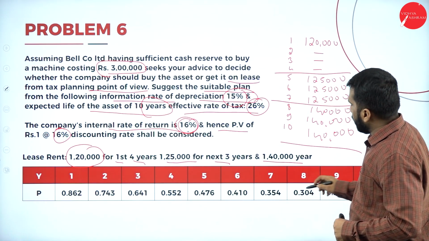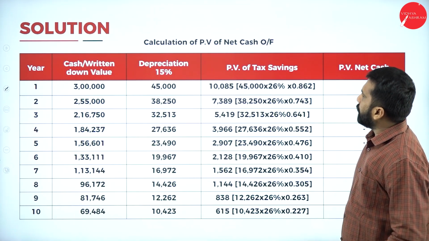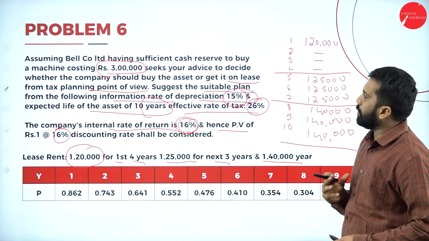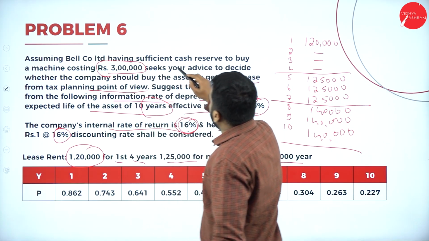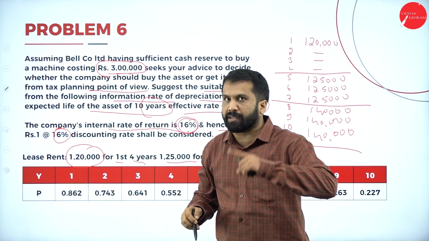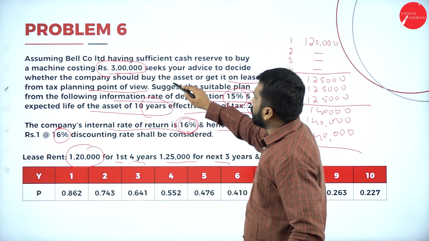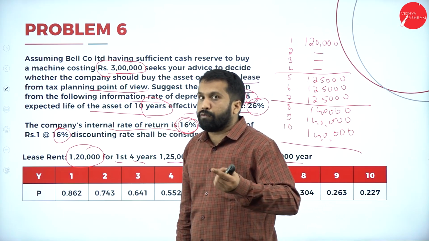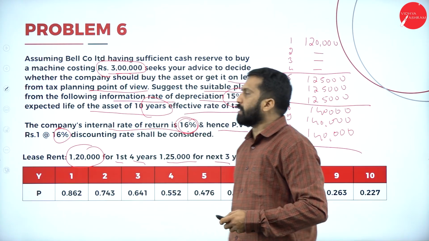Next, your PV factors are also given, that is for 16%. Now, first one, calculation of PV on net cash flow. In this, what are the options you have? Assuming Bell Company has sufficient cash reserve to buy the machine. One is own fund, first one, 3 lakh. Your advice is to decide whether the company should buy its asset or get it on lease. So, you should go for own fund or you should go for lease fund, which is better.